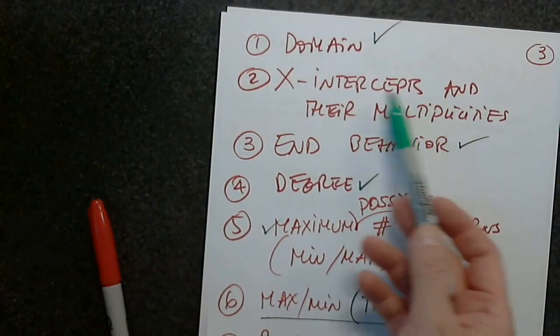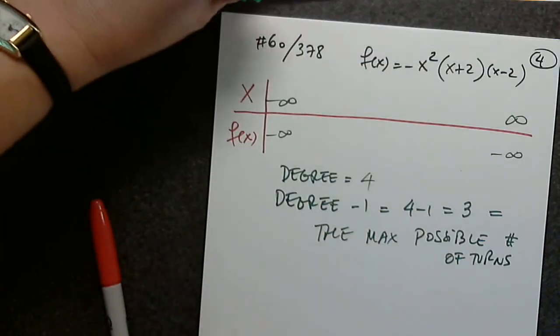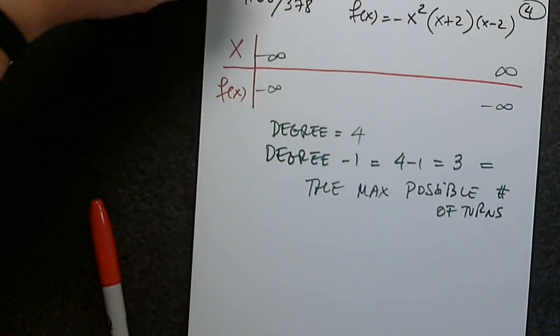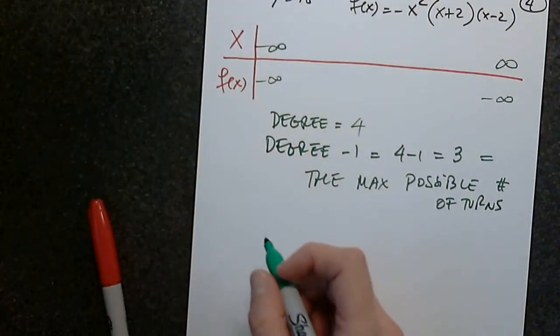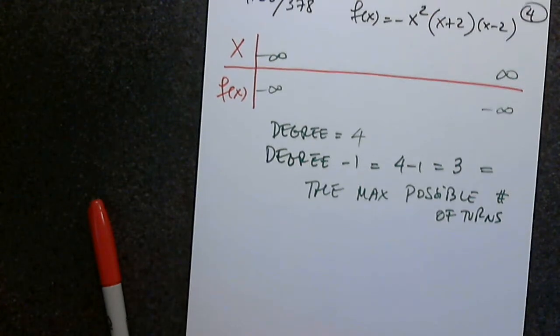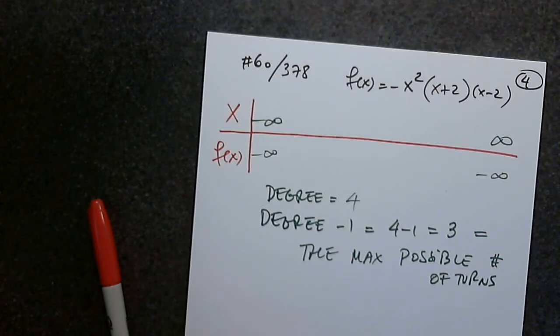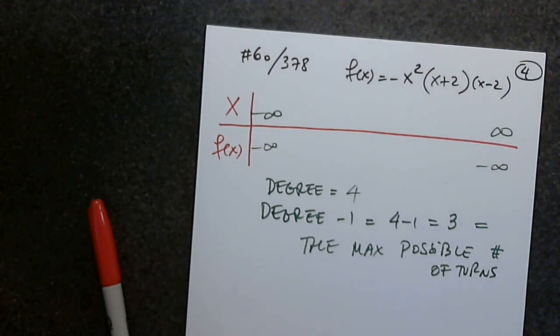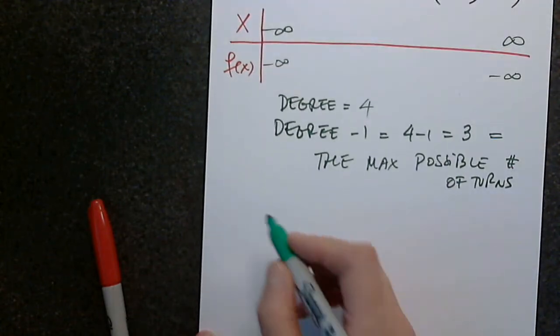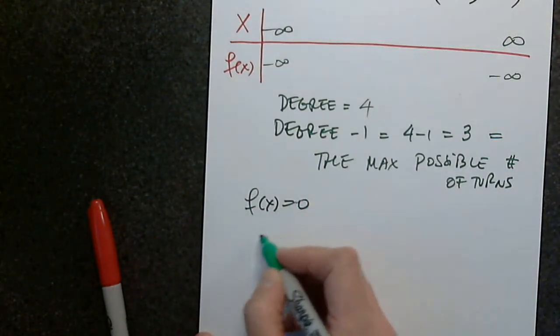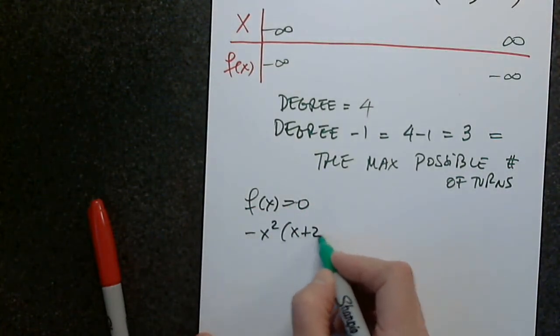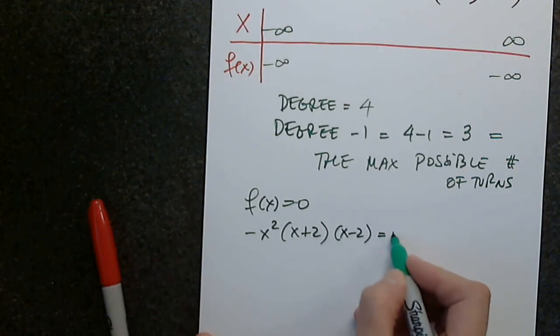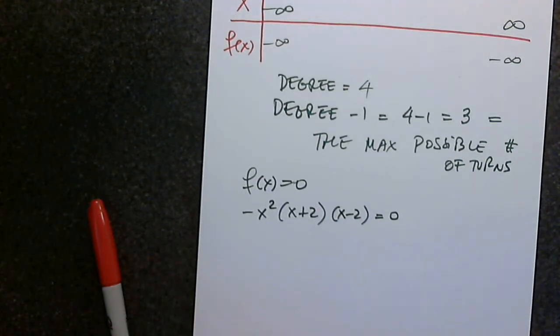So let's talk about the x-intercepts and multiplicities. So how do I determine the x-intercepts for this function? What do I have to do for any function? No, that's the y-intercept. Set y. Excellent. Great job. So when f of x is 0, I have negative x squared, x plus 2, x minus 2 equals 0. How many solutions will you give?